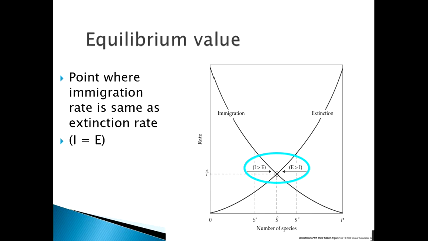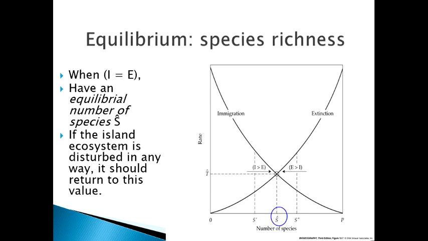Now here's where the equilibrium comes in. The point where the immigration equals extinction, and those are labeled as I and E, where they are equal, that is the equilibrium value. If you have a point where immigration is equal to extinction, you can drop straight down, and that number is called the equilibrial, sorry for the name, it's their term, the equilibrial number of species, or S hat or S caret, depending on what you call the little symbol above the S.